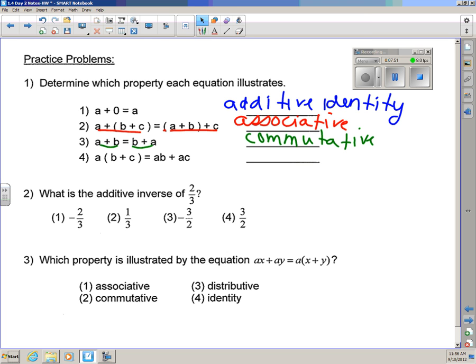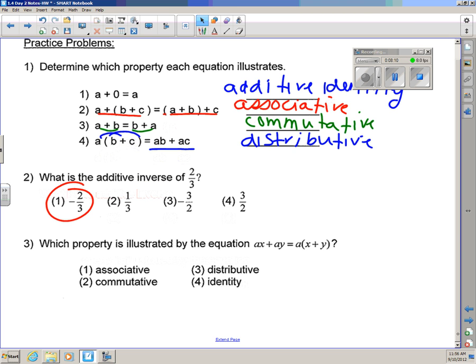And if I take a look here where I've got parentheses in the beginning, but then the parentheses go away, that's my distributive. Additive inverse. I need to get back to a 0. So what's the opposite of 2/3? Well, -2/3. Which property is illustrated by ax plus ay equals a times the parenthesis of x plus y? It happens to be written differently in the sense that you tend to see the parentheses first, but it still was the distributive property that was used.